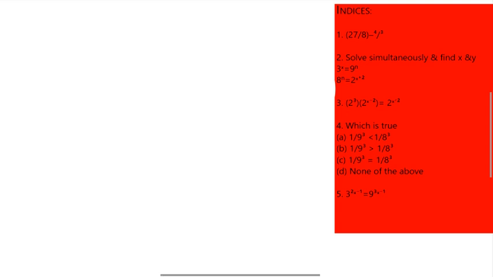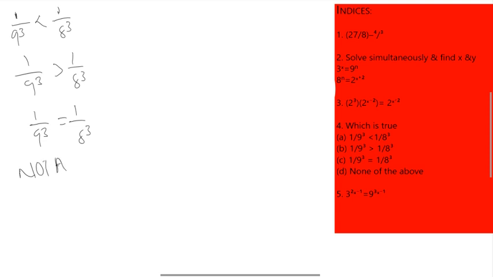Alright, so let's do number 4 now. Number 4 says which is true. Option A, we have 1 over 9 raised to power 3 is less than 1 over 8 raised to power 3. Option B, 1 over 9 raised to power 3 is greater than 1 over 8 raised to power 3. Option C, 1 over 9 raised to power 3 is equal to 1 over 8 raised to power 3. And option D, we have none of the above.